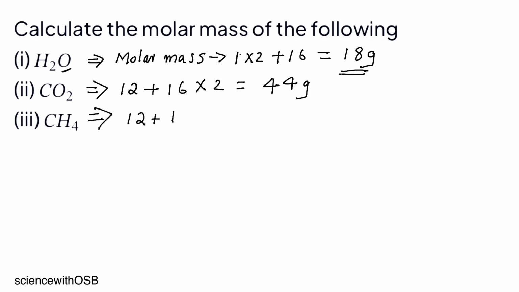Hydrogen atomic mass is 1. How many hydrogen is there? 4 hydrogen is there. On adding you will get 16 gram. Hope all of you understand this. Remember, molar mass means it is the mass of Avogadro number of particles of a substance.